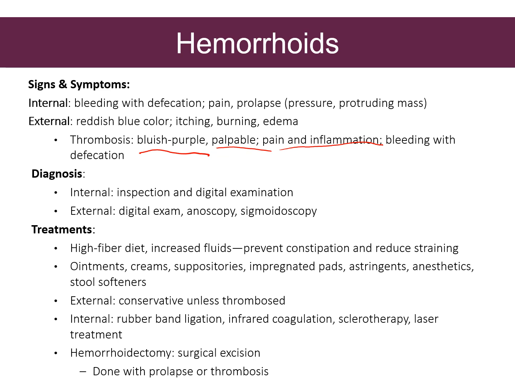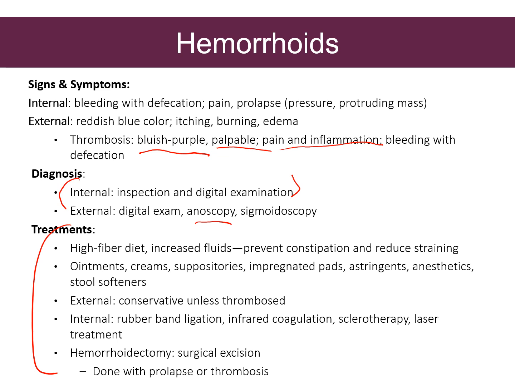Diagnosis: we're going to do an internal inspection, a digital exam, sigmoidoscopy, endoscopy. You can check your textbook for that. Treatment: we are essentially trying to decrease pressure and straining. So high fiber diet, increase fluids. There's lots of ointments, creams, suppositories, all kinds of stuff you can buy over the counter to help with inflammation and pain. They can also prescribe maybe a hydrocortisone suppository that can be soothing.